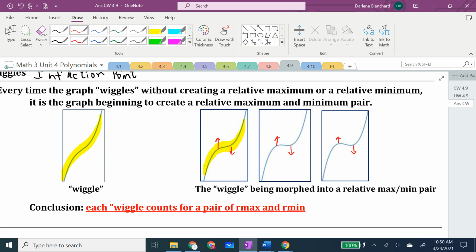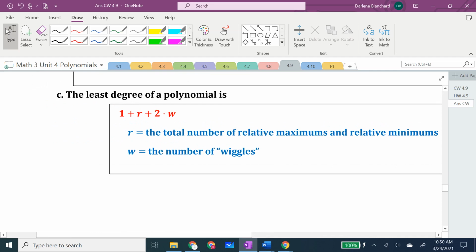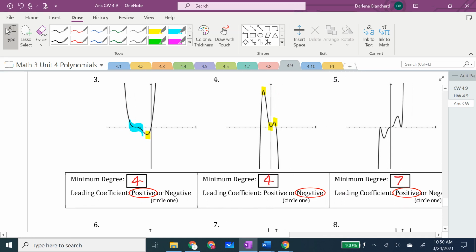So when you have this kind of wiggle without a relative minimum or maximum changing, it actually counts as a relative maximum and a relative minimum. So it counts for two things when you see that wiggling occur. And here's a nice little formula if you like. But what you're looking at is that you have a relative minimum, and this wiggling causes you to add 2 to that 1. And so in a way you have 3 relative maximums and minimums. That makes it degree 4.